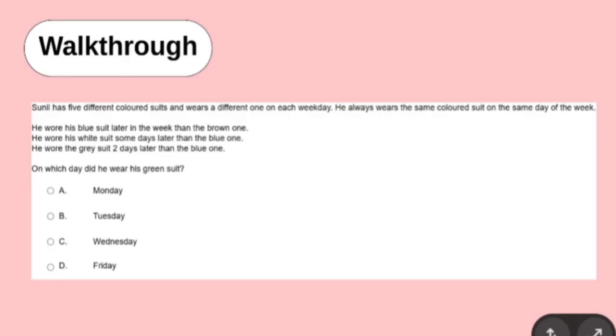So grey would be pretty far ahead. Brown and blue come before grey, so we know it can't be Monday. And it's unlikely to be Tuesday because we know brown comes first, then it's blue, then white's somewhere in that vicinity, and then it is grey. So it can't be Monday, it's unlikely to be Tuesday, but it still could be. So we're not going to rule that out, but we just know automatically it can't be Monday. Wednesday it could be, and Friday it could be.